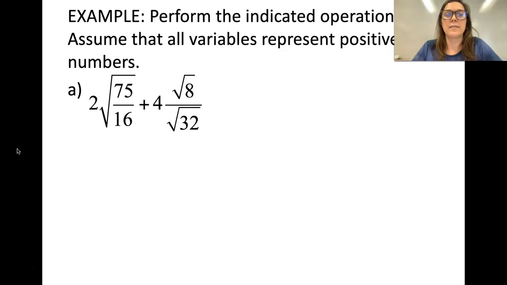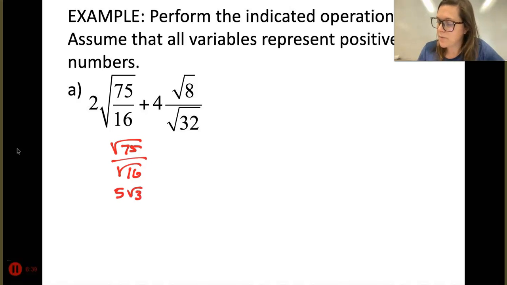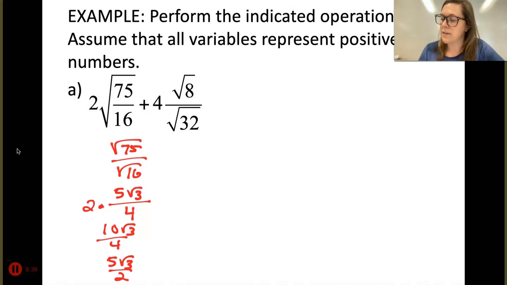Ooh, fractions. Fractions are our friends, everyone. Okay, so remember we can simplify by doing the numerators and the denominators separately. 75 would be 25 times 3, so 5 square roots of 3, the square root of 16 is 4, times that 2 in front, so that becomes 10 square roots of 3 over 4, which simplifies to 5 square roots of 3 over 2. Now let's go over here.